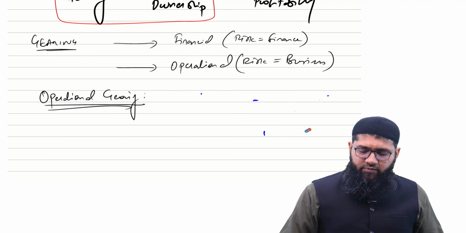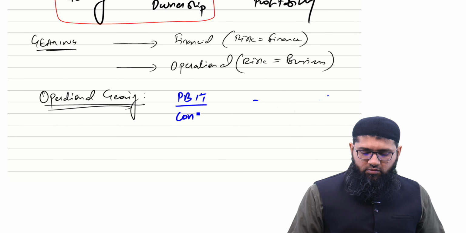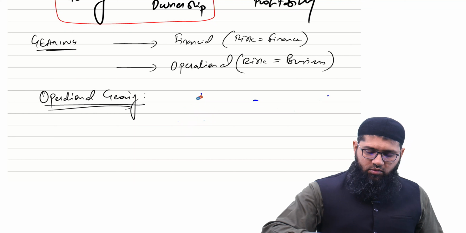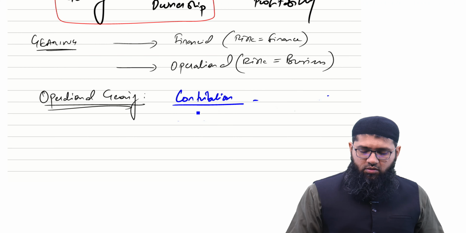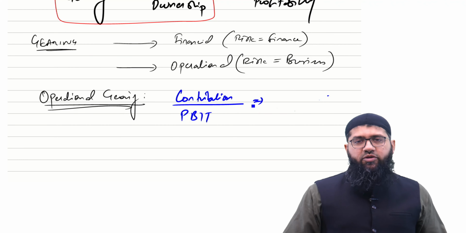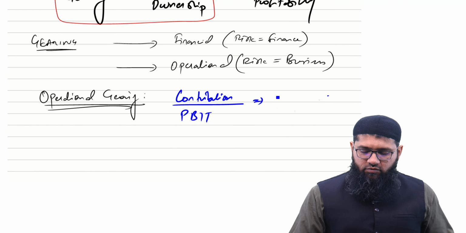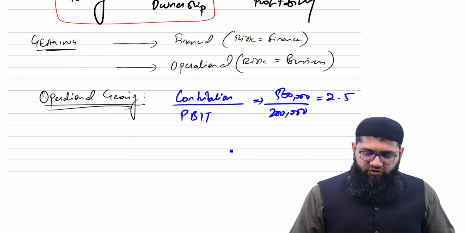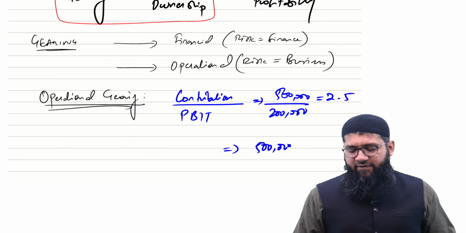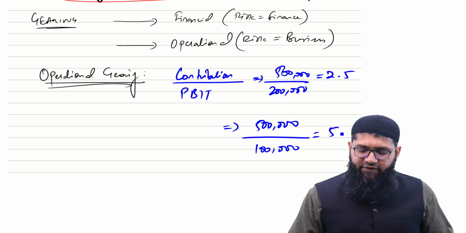Let me just redo it. It's the opposite of it, which is the PBIT. Contribution upon the PBIT, that's how it is. So if you have got, let's say, contribution of 500,000 and PBIT of 200,000, that means this is 2.5 times. Similarly, if you have got a contribution of 500,000 and a PBIT of 100,000, this is going to be 5 times.